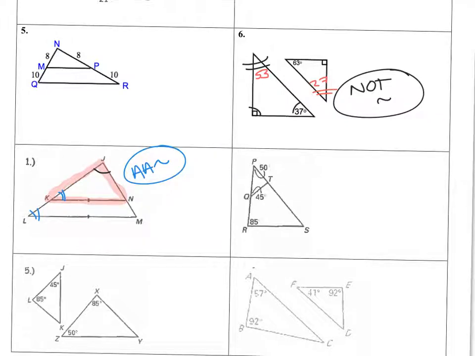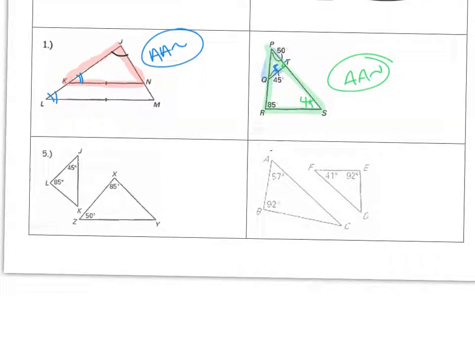If I look at this next one, I have my little triangle right here. So again, I have to find all three angles. So I do 50 plus 45 and subtract that from 180. I get 85. And now if I look at my big triangle, I have 50 plus 85. Subtract that from 180. I have 45. So if I look at my little triangle and then I look at my big triangle, are there two angles that are congruent? Yes. So I can say angle-angle works.